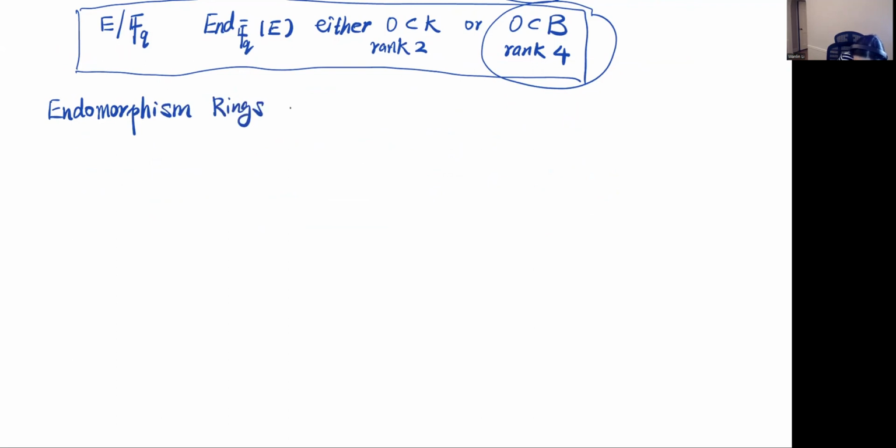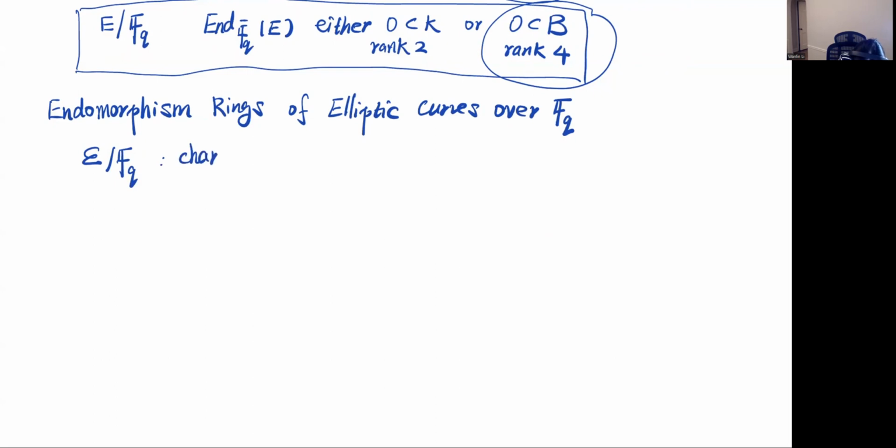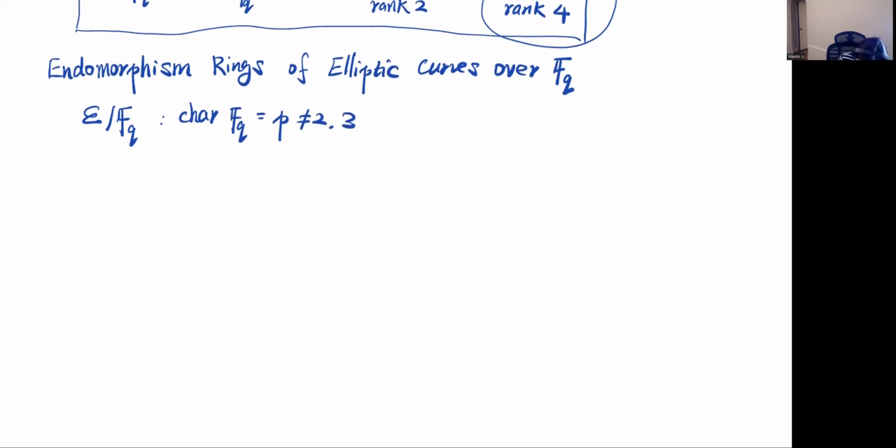Endomorphism rings of elliptic curves over finite fields. Okay, so let's first define an elliptic curve E over a finite field. Again, we are going to assume that the characteristic of FQ equals P, which is not 2 or 3. Then we'll have a Weierstrass equation, very concretely given by y squared equals x cubed plus ax plus b, where a and b are elements in FQ.